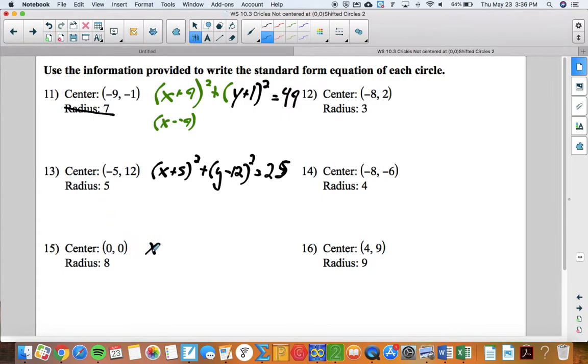Here, you could write x minus 0, but you don't need to. So it's just x squared. Same with the y. It's going to be y squared. And then the radius is 8, so we need to square that. That's 64. There is our equation.